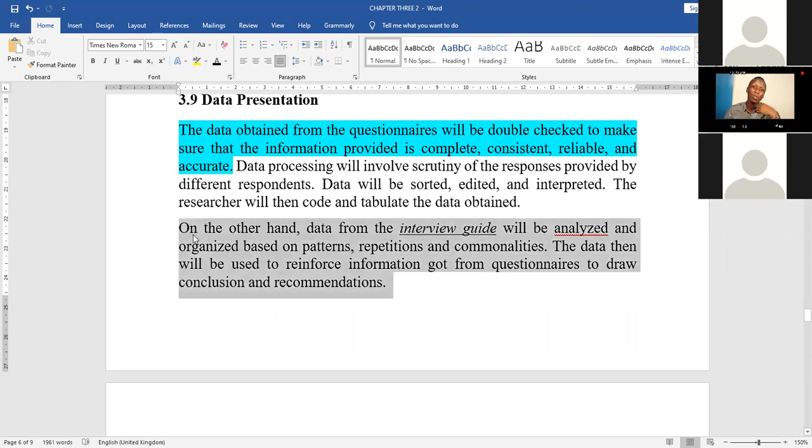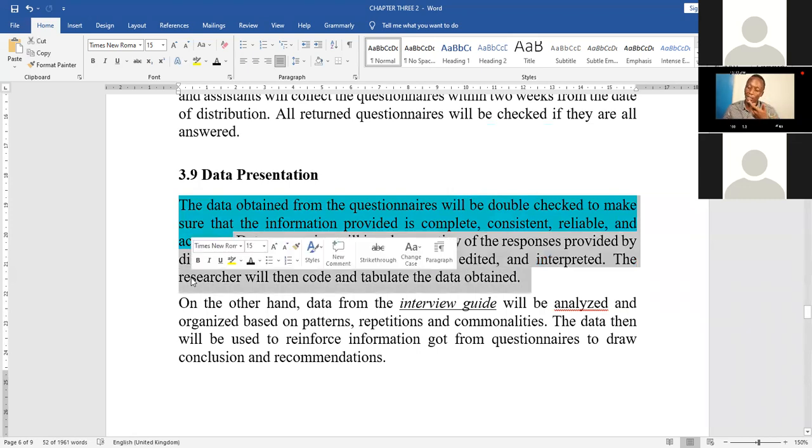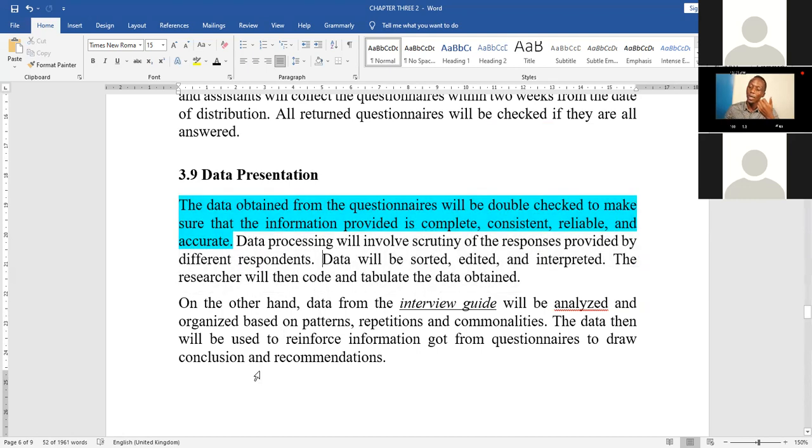Now, that is for the case of the data that we're going to get from where? From the interview guide. The data that we are going to obtain from the interview guide, we're just going to get that information and add it in chapter 4 the way it is. But the data that we are going to get from questionnaires, we are going to enter into SPSS and then analyze. We draw tables and charts and equations and all those things. So that is something to do with data presentation.